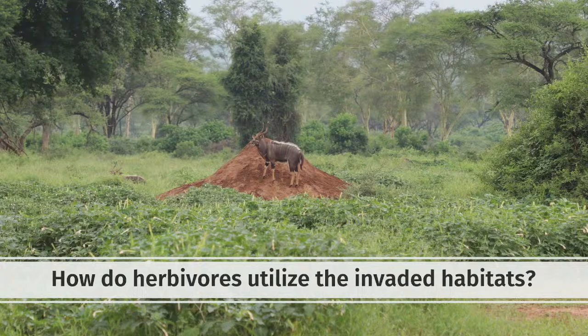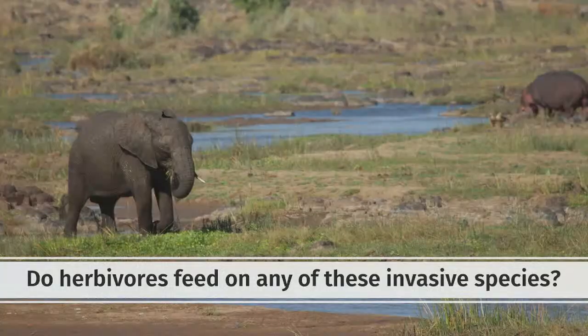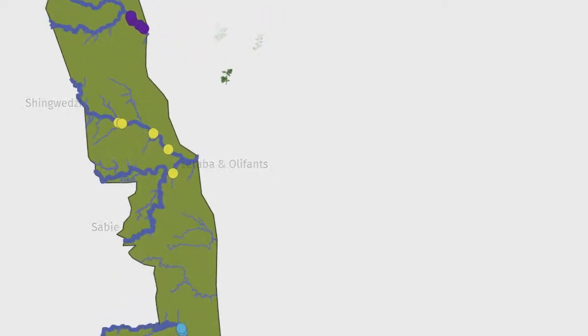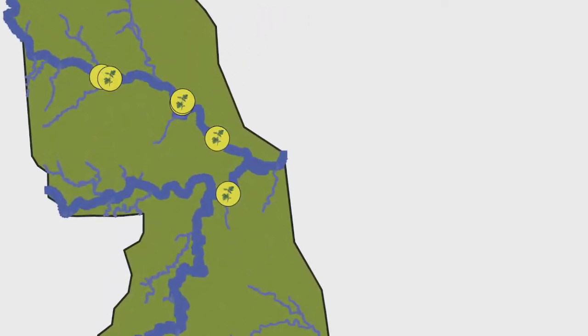So to find out, we asked these two questions. The first one being, how do herbivores utilize the invaded habitats? And do they differentiate between the invaded habitats and the uninvaded? Do they maybe prefer to avoid one? And the second question is quite easy: do they eat them? So we used the same setup as for the soils and plant survey, so I don't think I need to introduce much more.